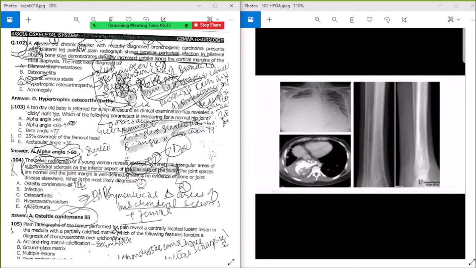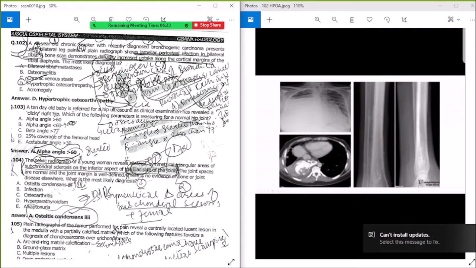Question number 102. A 48-year-old chronic smoker, recently diagnosed with bronchial carcinoma, presents with bilateral leg pain. A plain radiograph shows bilateral laminar periosteal reaction in both tibiae. On bone scan, there is diffuse increased uptake along the cortical margin of the tibial diaphysis. Most likely diagnosis: hypertrophic osteoarthropathy.